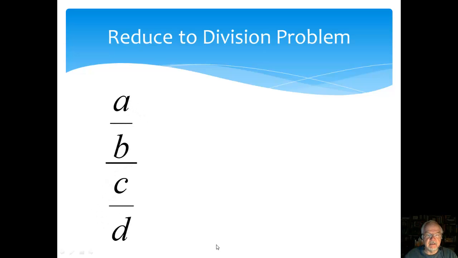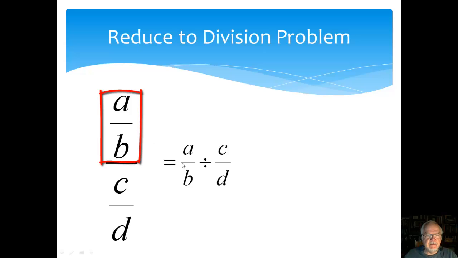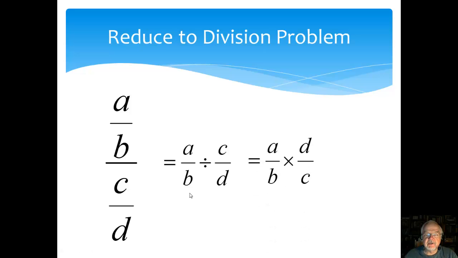So we take our complex fraction and we realize that the numerator is actually the dividend, right? Because basically what this says is we are dividing the numerator by the denominator. So that means the denominator is the divisor. Once we reduce this to a division problem, we've already solved this. And the trick to doing division is just to copy the dividend, change the sign to multiplication sign, and then flip the divisor.